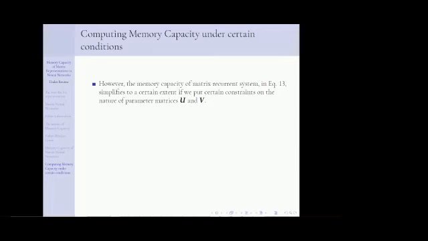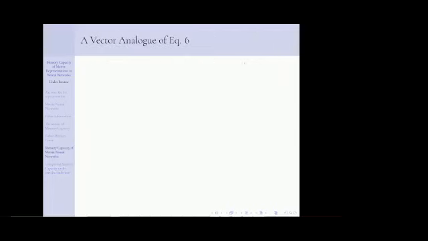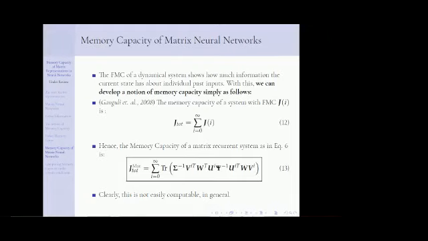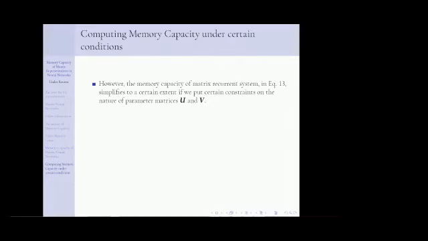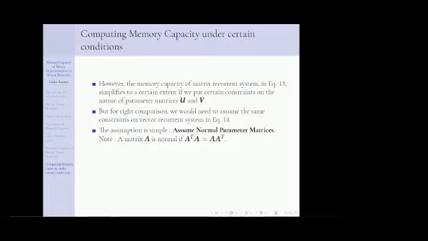However, the memory capacity in equation 13 simplifies. The form which we have in equation 13 is very difficult to calculate. Everyone would agree with this. Now we can make this simpler if we make a very basic assumption: that our parameter matrices are normal. A normal matrix is a matrix which commutes with its transpose. A very basic assumption, well, basic for mathematical purposes, but one can argue that this is not realizable in real life. But again, we are dealing with very basic notions.